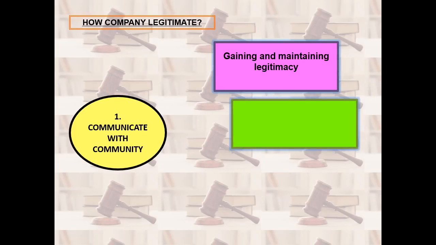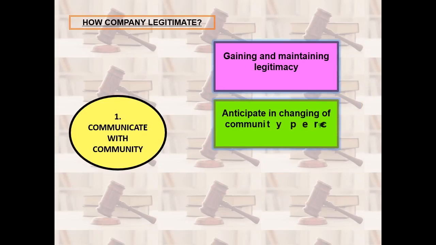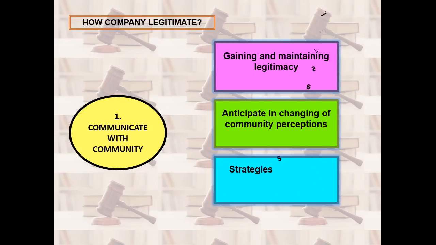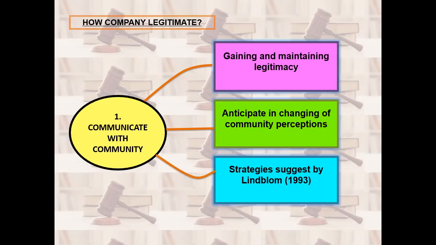It is when the organization should anticipate changes in community perceptions. Lindblom also suggests some strategies that managers might adopt when legitimacy is threatened, such as informing the community about the changes in the company's performance and activities.